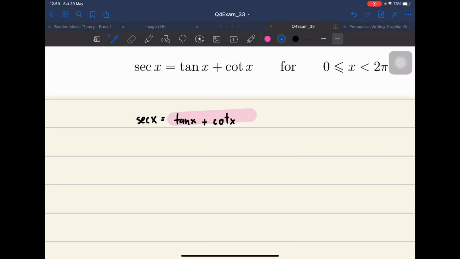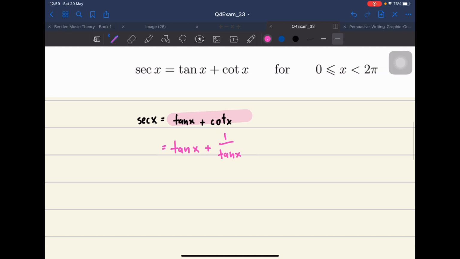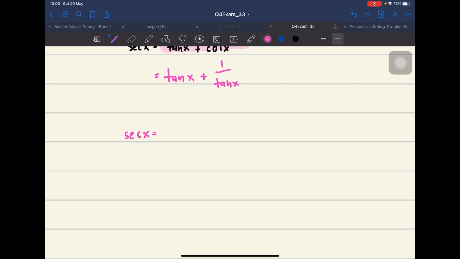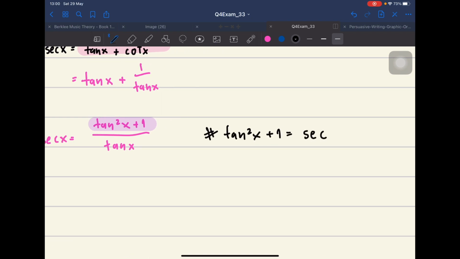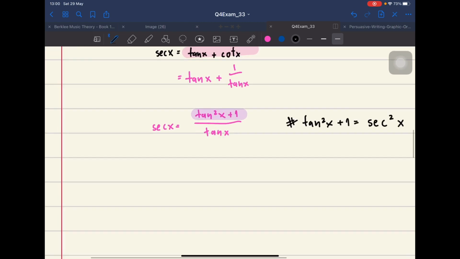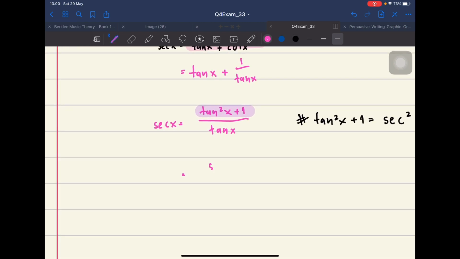So firstly, I'm going to do the one that I highlighted. I would like to change cot into 1 over tan x right here. And then I just add it up normally. Okay, and for that, I would like to change tan to the power of 2 plus 1, because tan to the power of 2x plus 1 is equal to sec to the power of 2x. So I'm going to change it. It would become sec to the power of 2x over tan x.